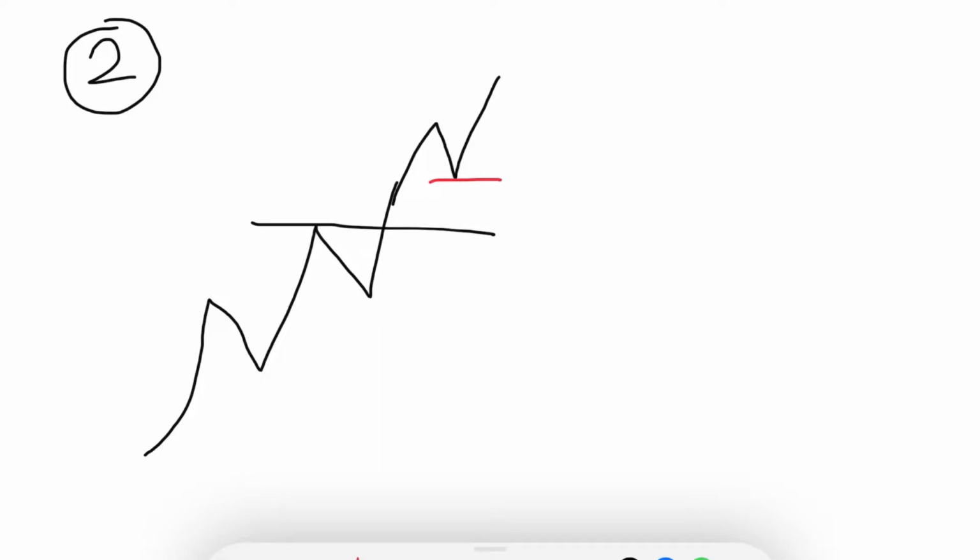But what market does? Market knows that people are trailing stop losses. So market will do this. It will go up, come back down, take these stop losses, and only after taking these people out, it will move up. So this is called stop loss hunting.